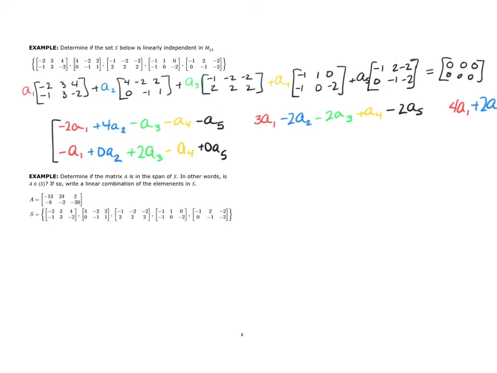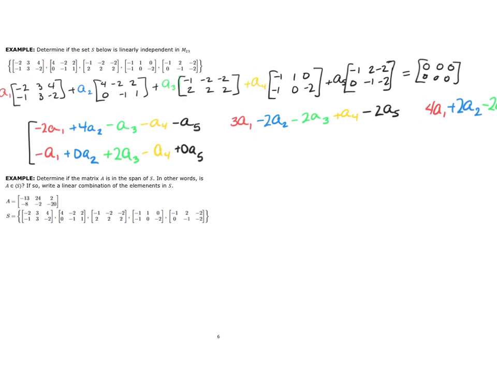All right, now for my second position in the second row, it is going to be 3A1, minus A2, plus 2A3, plus 0A4, plus, well, that should be a minus 2A5. Oh, minus 1A5. It's going to be bad if I didn't have the right one. So minus 1A5.